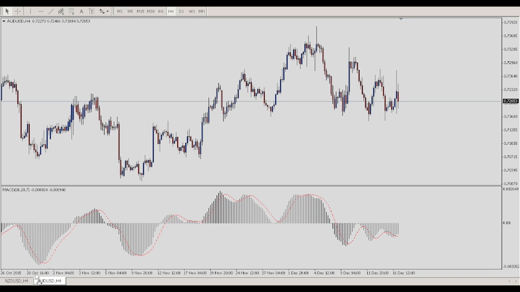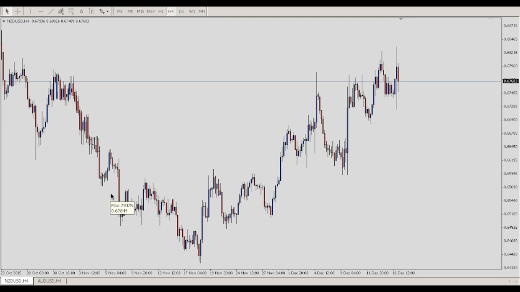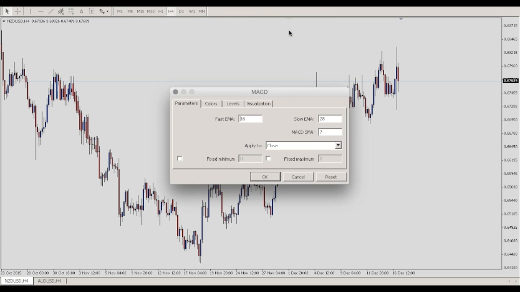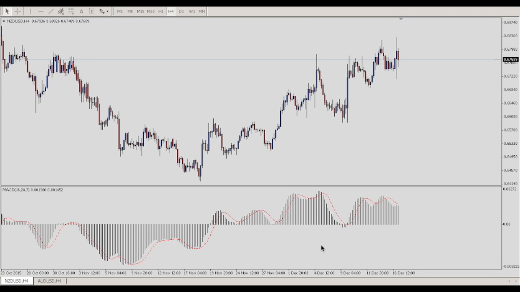Let's go over to NZD/USD. Again, we're on our 4-hour chart. Let's add our MACD. Once you add it once, it goes to your quick list, so you just add it again. As you can see again, whenever we had a gap, we had a good trade. We had a good entry and a good exit. Another good entry right here, another good exit right there.